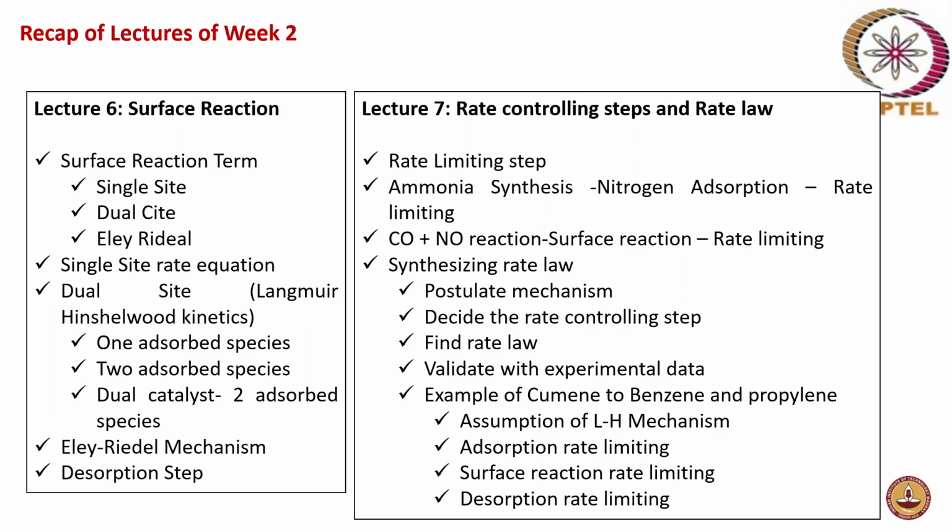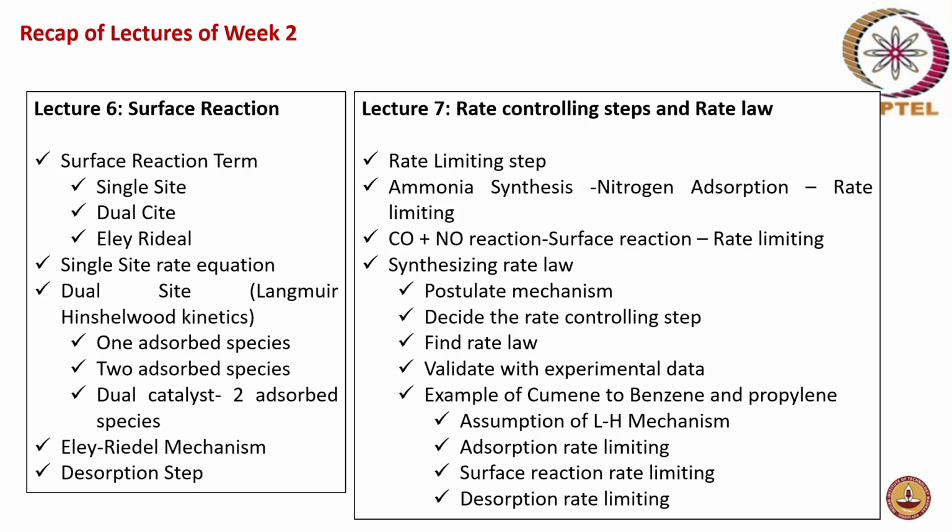So, how the rate law looks for a desorption step was discussed, and what happens to the rate law when the surface reaction is rate limiting, and two examples were discussed on forming the rate law. One is on ammonia synthesis, where nitrogen adsorption is rate limiting, and the other one is carbon monoxide with nitrous oxide, where the surface reaction is rate limiting. And then how do you synthesize the rate law? Postulate the mechanism, decide the rate controlling step, find the rate law, validate the rate law with the experimental data.